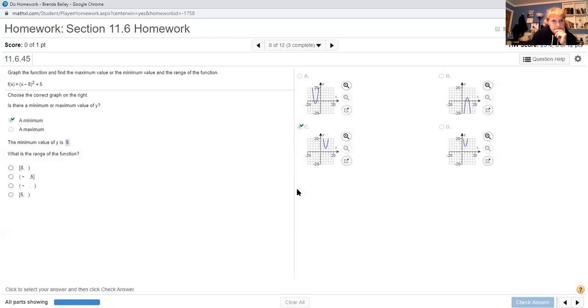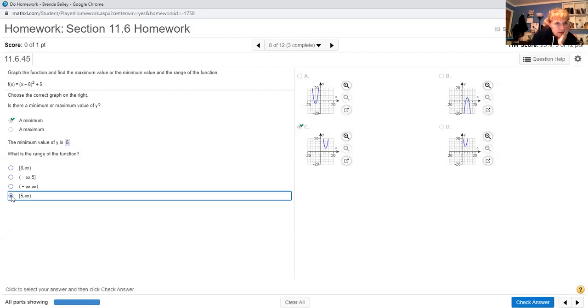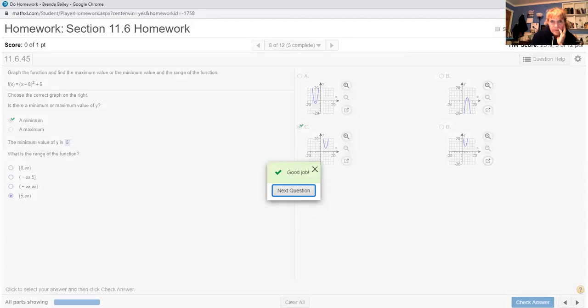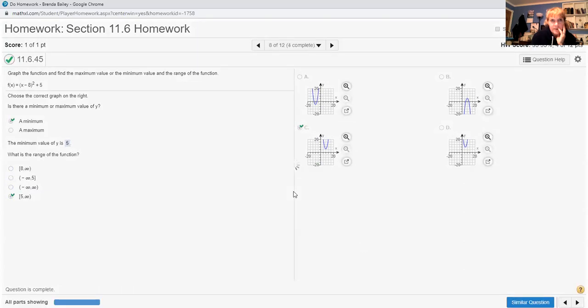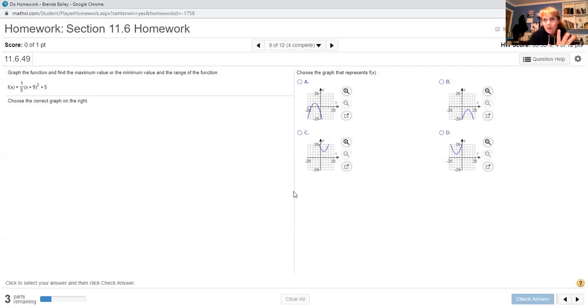What's the range? It goes from 5, because range is based on the y's, 5 to infinity, including the 5. So it's this one. It goes from 5 up. Check answer. All right, so we got that one right. Notice this whole assignment, you really don't need to write down a lot. Let's try number 9, and then maybe this will be it. I think this is all you need to know.